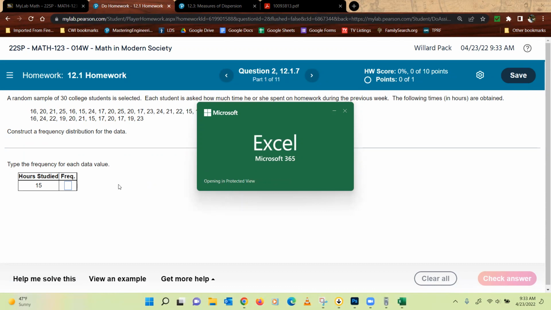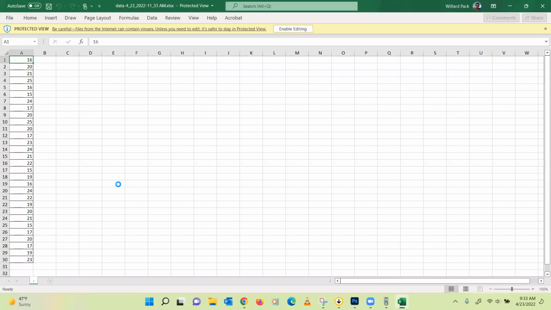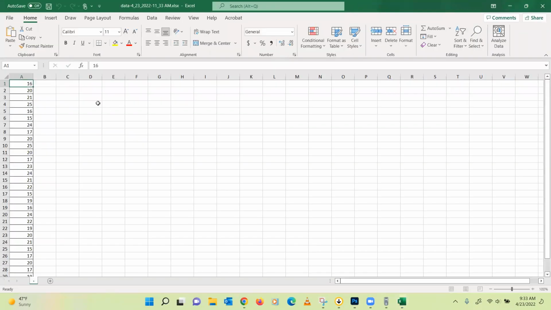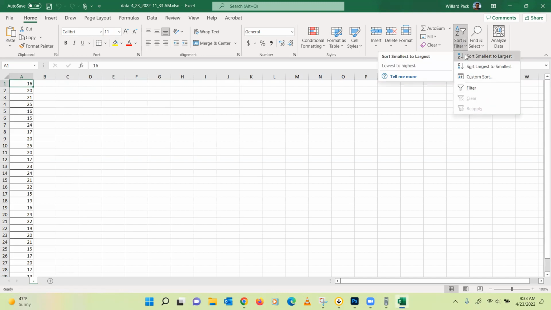Well, I probably should have opened Excel beforehand so it didn't have to go through this startup. Just the same, we should be okay. So here are the data, and I'd have to click Enable Editing so I get everything I want. But notice I've got the top cell selected, and I'm going to come over here towards the right and choose Sort and Filter. And I'm going to sort smallest to largest.